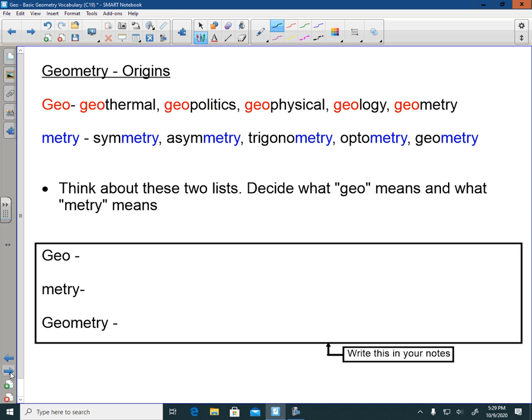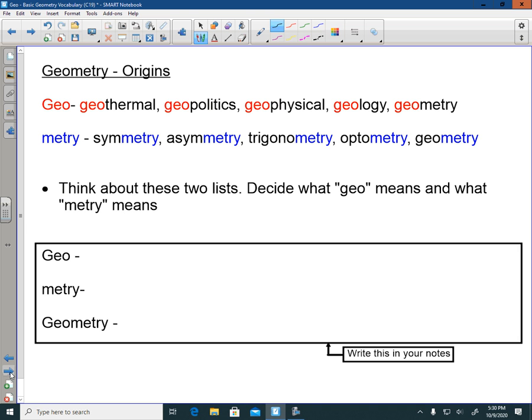Now you're going to pick up your pencil and start writing about this in your notes. So when we look at this list that has the beginning part of the word geo, we have geothermal, which is a kind of power that's derived from the earth. We have geopolitics, which is like global politics. We have geophysical, which is about the physical aspects of the planet. You have geology, which is studying the makeup of the planet, and of course you have geometry.